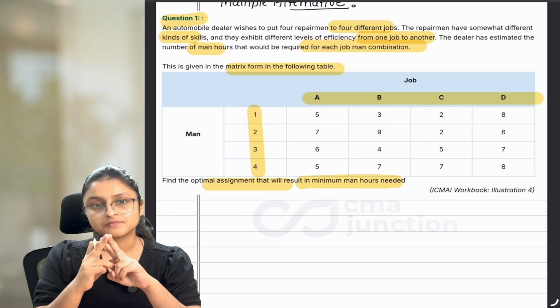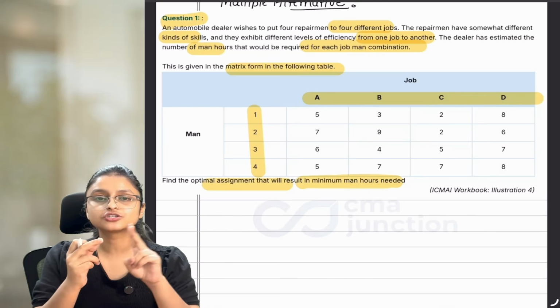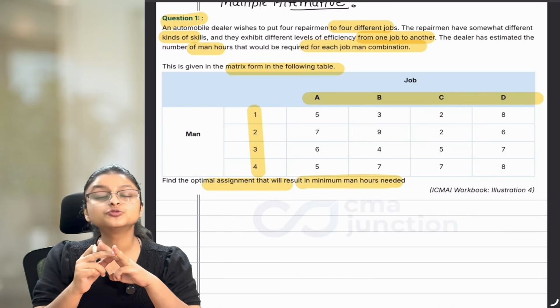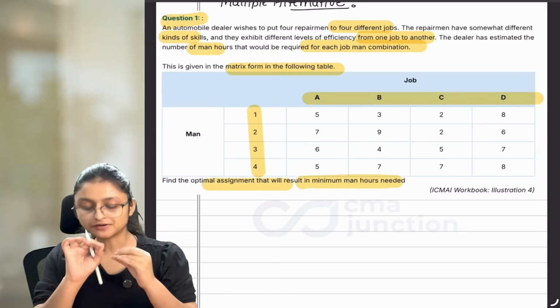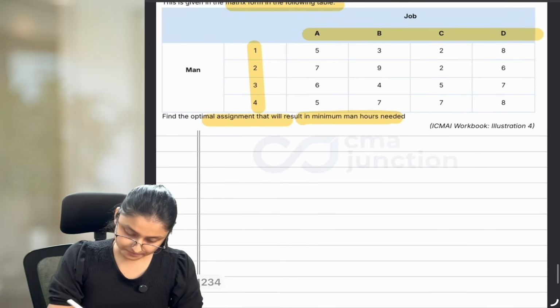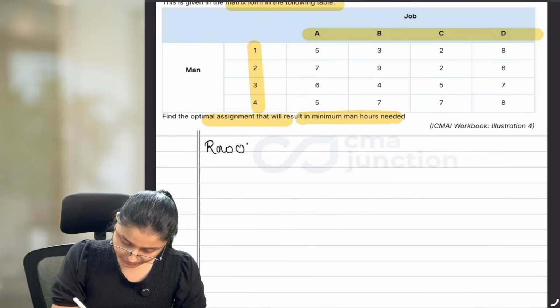Step number 2, minimization or maximization. This is a question of minimization. Hence we can directly move to step number 3 where we have to do row operation. So let's do that. Row operation.